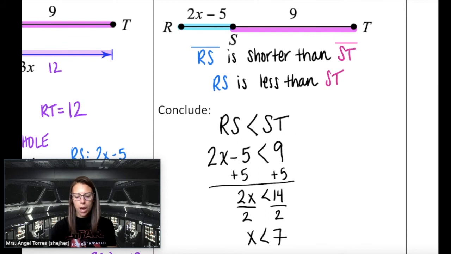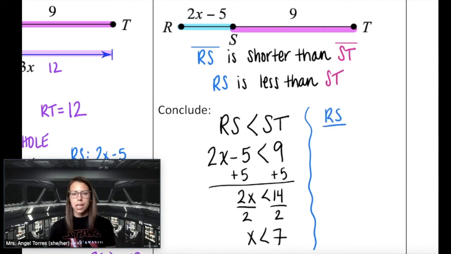So let me show you how we can check this. We're really concerned with the length of RS here, because we don't know anything about RT, and ST is already given. So to check that x is less than 7 actually makes sense, we're going to pick a number less than 7, and we're going to plug it into RS to see if it makes sense. So what if we picked 6? 6 is less than 7. Let's plug it in and see if it makes sense.